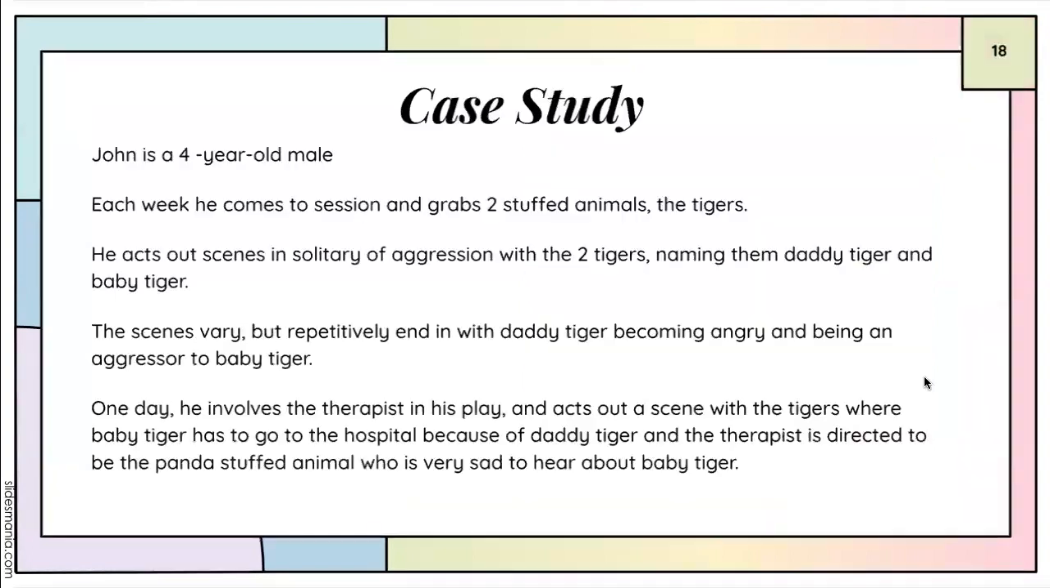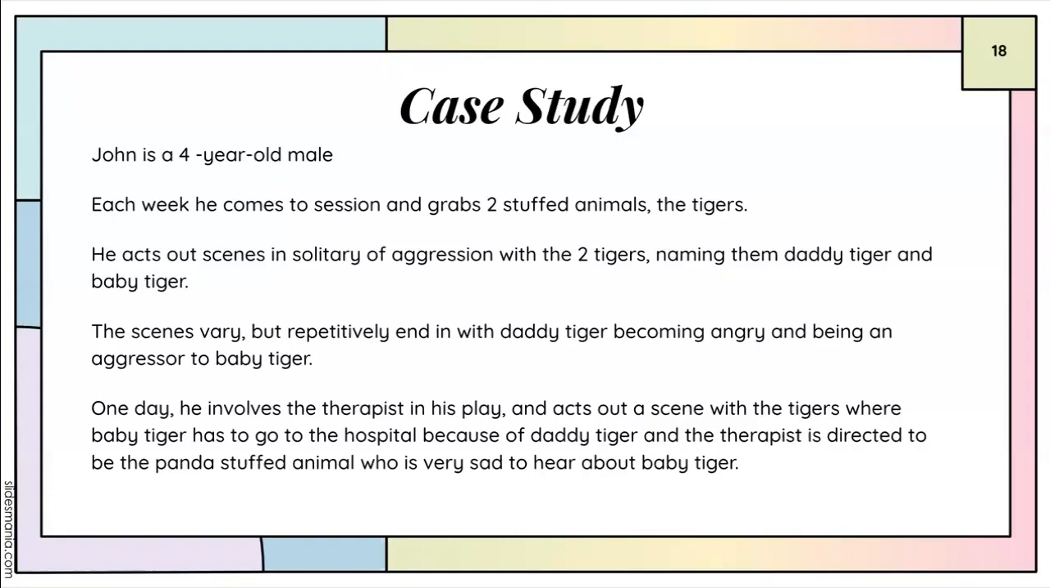Now let's go through a case study to practice these skills of theme identification and recognition of indicators of meaning and toy selection importance to themes. In this case study, we have John, who is a 4-year-old male. Each week he comes to session and grabs 2 stuffed animals, the tigers.